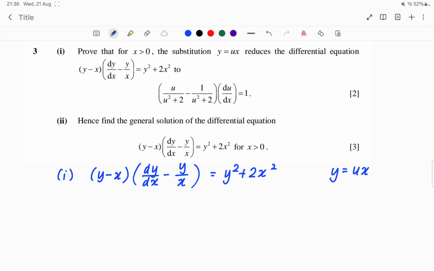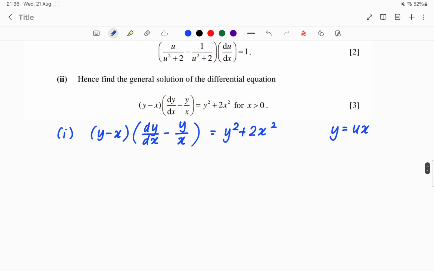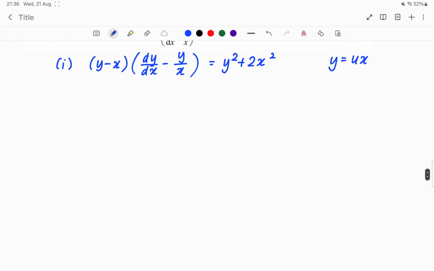Hi everyone, so today we'll look at this question from RJC, 2020 H2 math paper. So it is a DE question by substitution. So for the first part, prove that for x more than 0, the substitution will reduce the DE from y and x to, in terms of u, and du dx. So you're given this and you're given a substitution. So for H2 math, right, the substitution is always given.